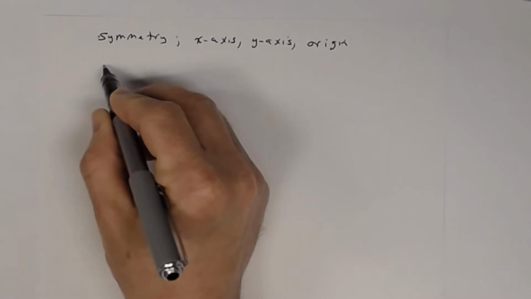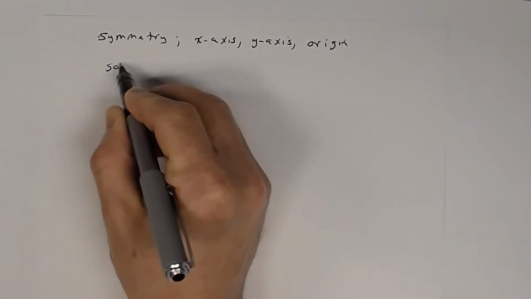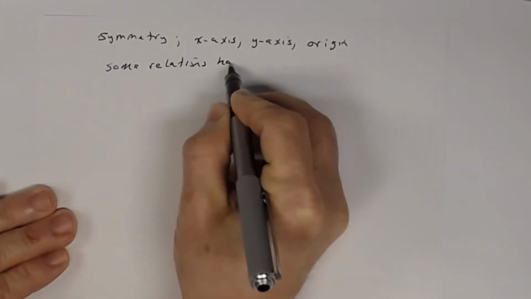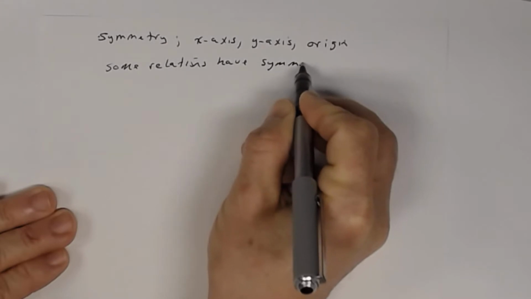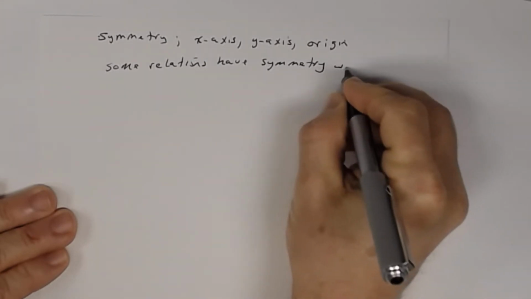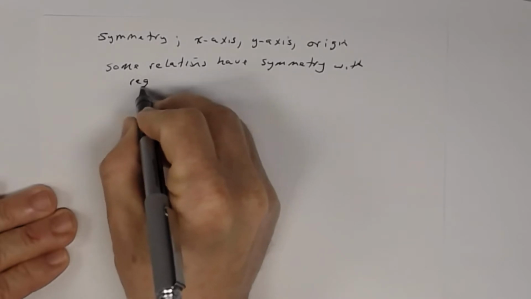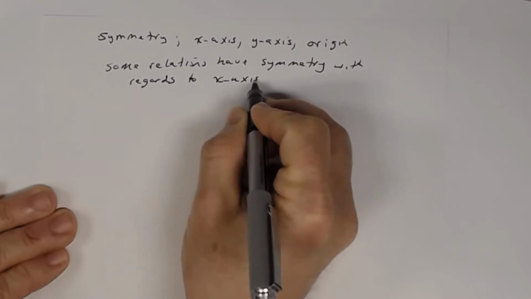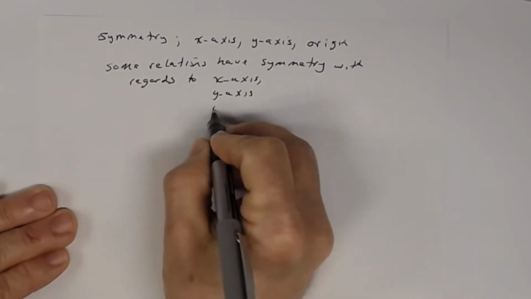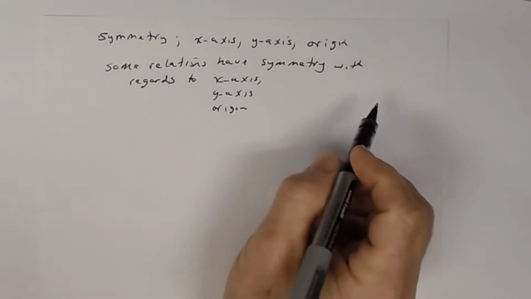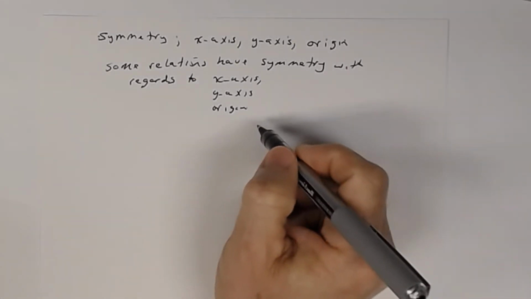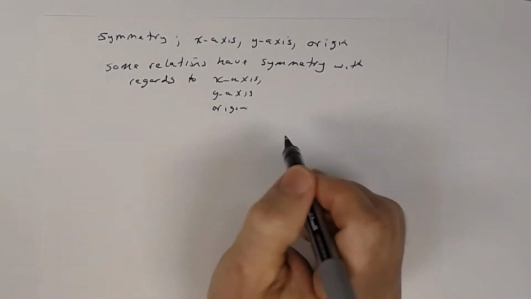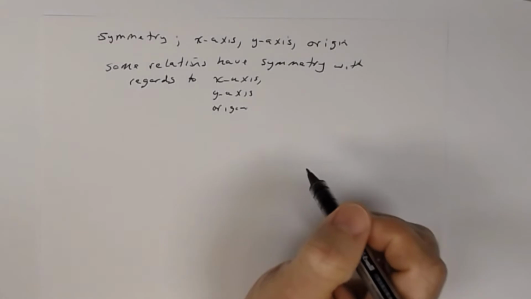So a relation, not all relations, but some relations have symmetry with regards to either the x-axis, the y-axis, or the origin. And it can have symmetry with all three of them. All right, so that's what we're going to talk about. Now, remember, I said some relations, not all relations. So we're only looking at certain kinds of relations.